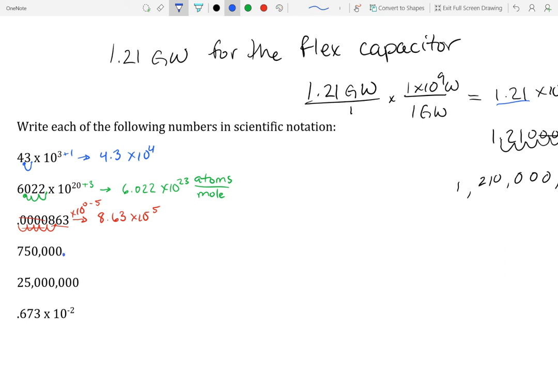So we have a decimal point right there, right? So we're going to try to get it over here next to the 7. So we go over to the left once, twice, 3 times, 4 times, 5 times in order to get there, right? So we have 7.5, but do we express those zeros? That's something we need to think about.